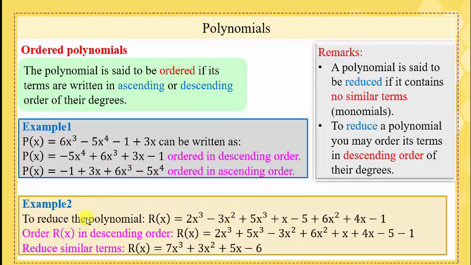Example 2. To reduce the polynomial r in x, we order r in x in descending order. So we arrange from the greatest degree to the smallest degree, and we put the like monomials beside each other. We reduce them: x cubed plus 5x cubed, we get 7x cubed; minus 3x squared plus 6x squared, we get 3x squared; plus 1x plus 4x, we get plus 5x; minus 1 minus 5, we get minus 6. And then it is in reduced form since it contains no similar terms.